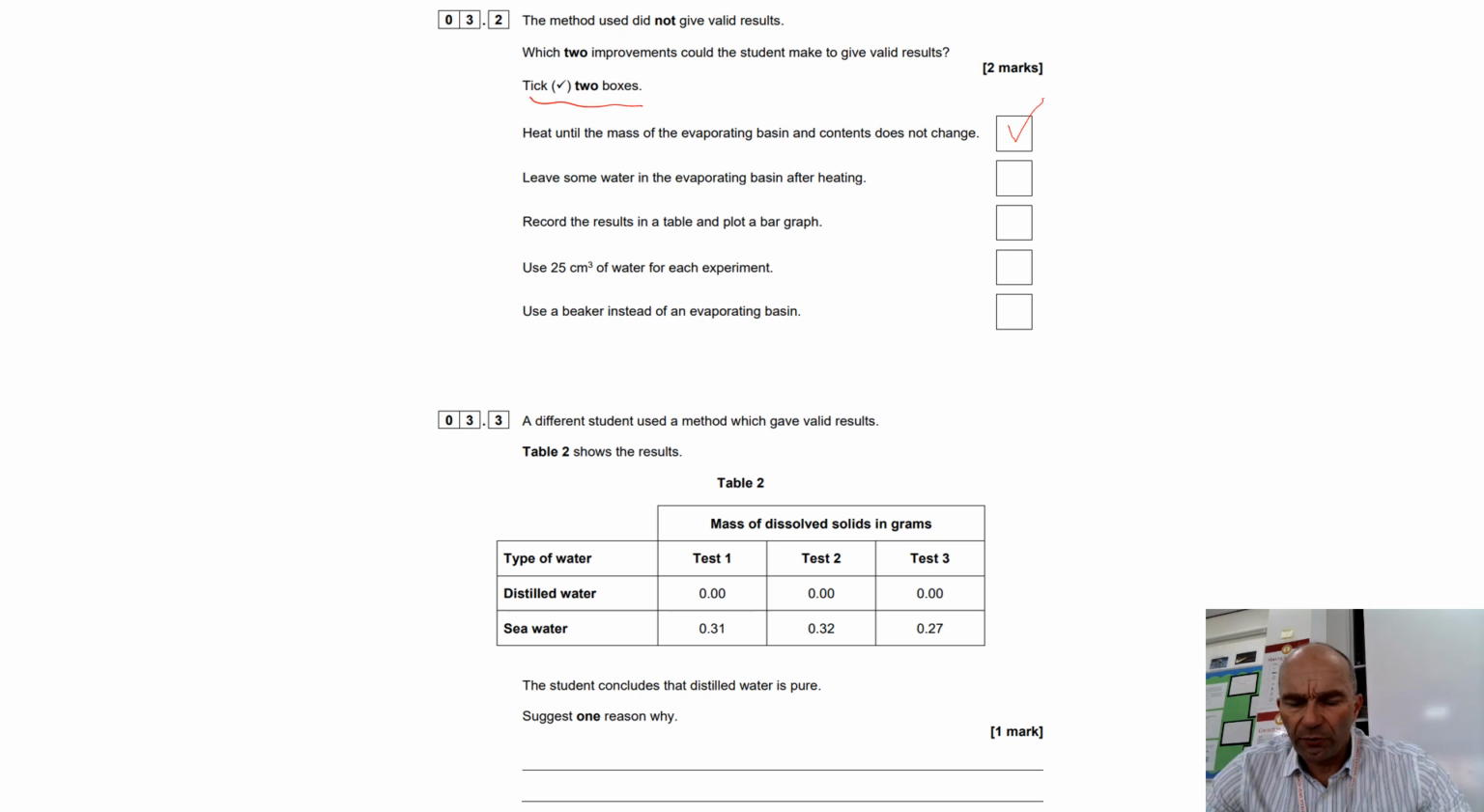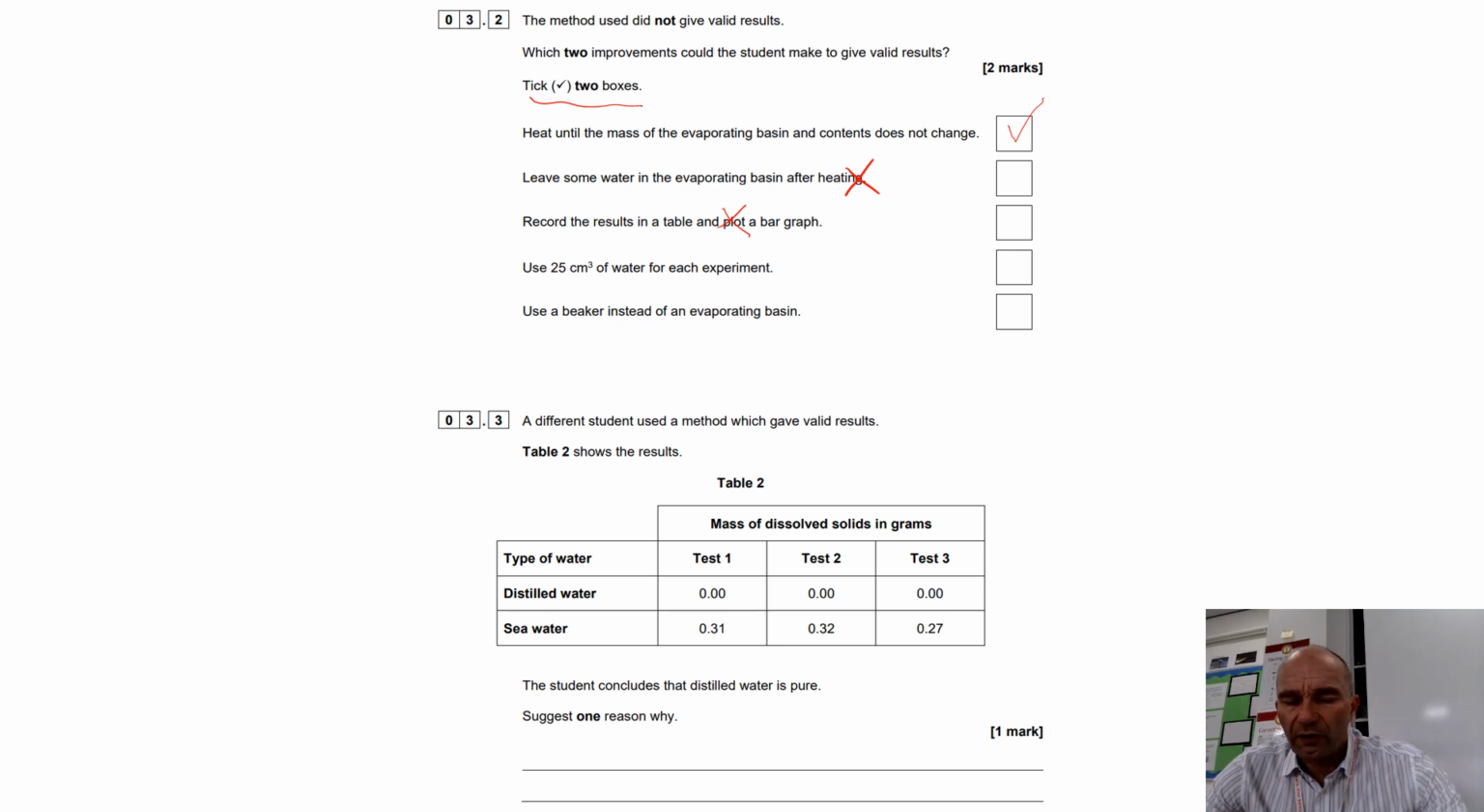Leave some water in the evaporating basin after heating. No, that's a load of rubbish, because that would leave some of our dissolved salts in solution, which wouldn't be any good. Record the results in a table and plot a bar chart. Well, that's not going to improve the method. It's a good idea to do that, but it doesn't actually help us.